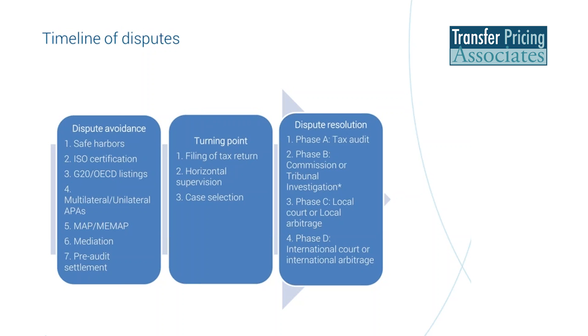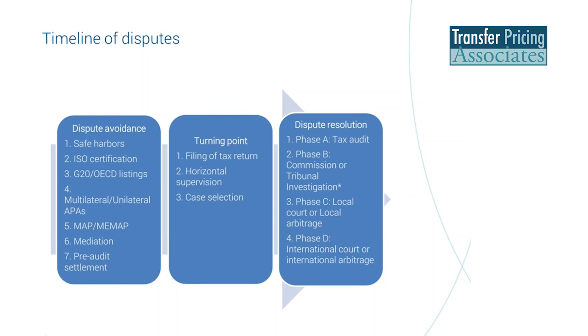Another dispute avoidance tool is obtaining multilateral or unilateral APAs. In 2004, multilateral APAs were concluded for the first time within the EU. Namely, a multilateral APA was signed by Airbus Industries and the tax administrations of France and Germany, the UK and Spain. And Euronext and ClearNet also concluded a multilateral APA with the tax administrations of Belgium, France, and the Netherlands. Multilateral APAs have since then become a popular instrument of dispute avoidance and have proven to be much more reliable than unilateral APAs.